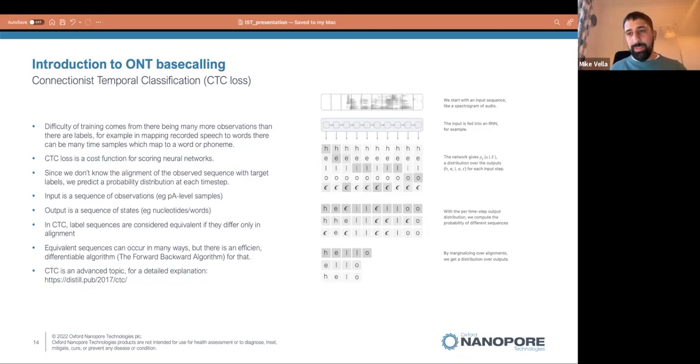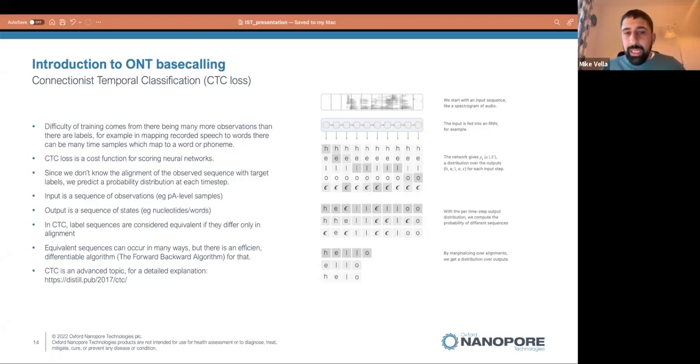You've got a target sequence and you've got an input sequence. They've got different lengths, and the mapping between different parts of the input sequence and different parts of the output sequence is unknown. This problem was solved largely by a loss function and a technique called connectionist temporal classification. CTC loss is a cost function for scoring neural networks.